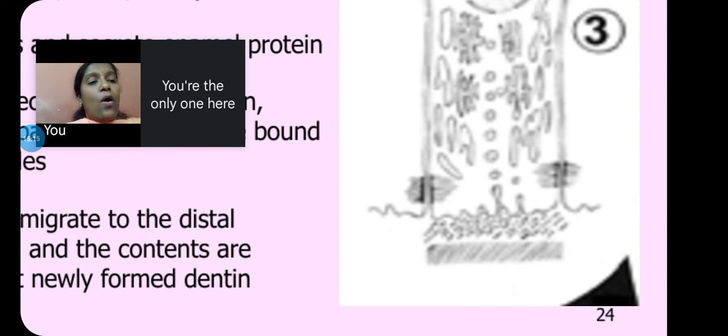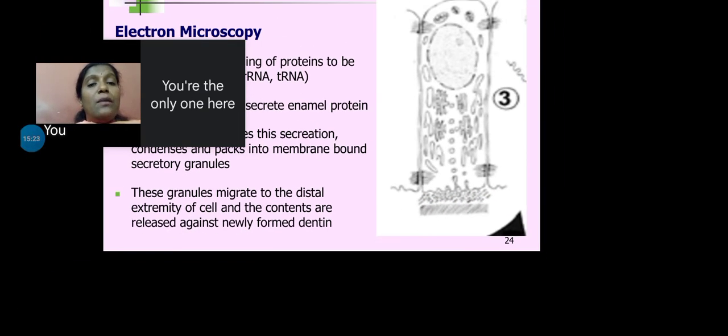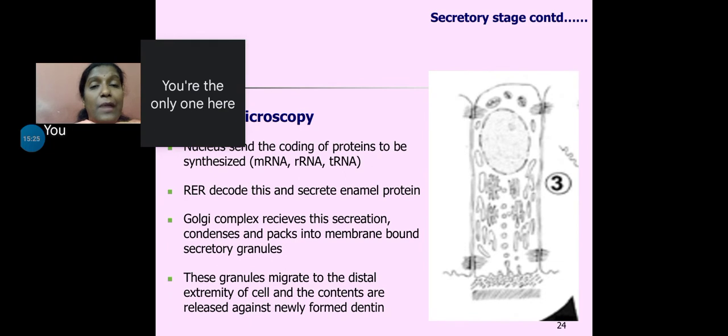This is the already formed dentin. Dentin is the first formed tissue, right? On top of that, enamel is getting formed. So this is the enamel matrix that is going to be deposited. Only after the matrix is deposited, mineralization can start. Hence, we cannot allow the matrix and the cytoplasm to mix with each other inside the cell.